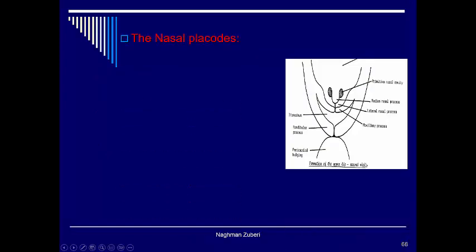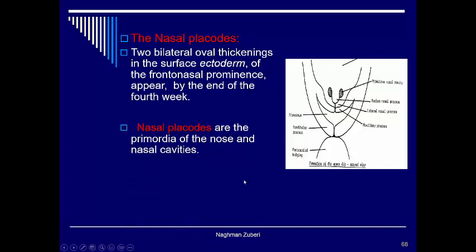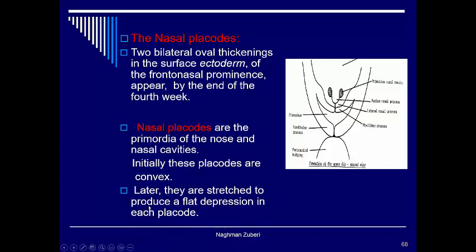The nasal placodes are two bilateral oval thickenings in the surface ectoderm of the frontonasal prominence. They appear by the end of the 4th week. Nasal placodes are the primordia of the nose and the nasal cavities. Initially, these placodes are convex, meaning they are protruding outside. Later, they are stretched to produce a flat depression in each placode.